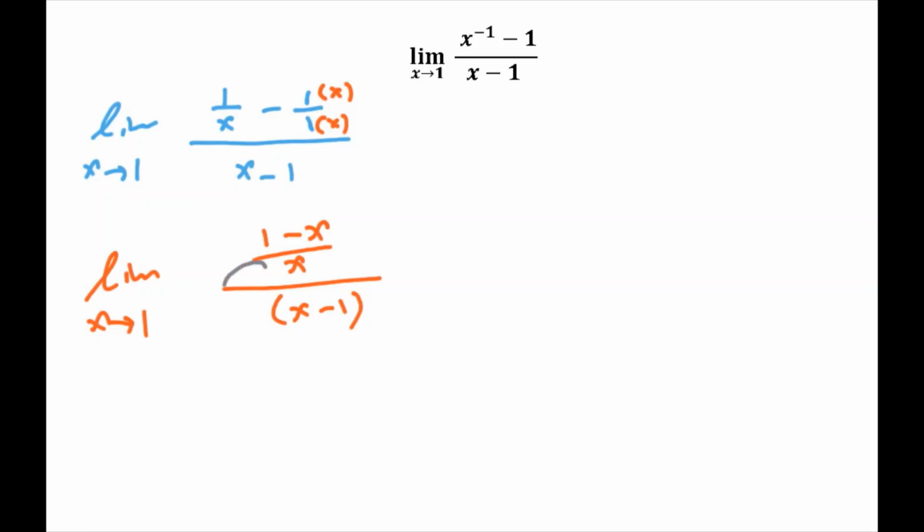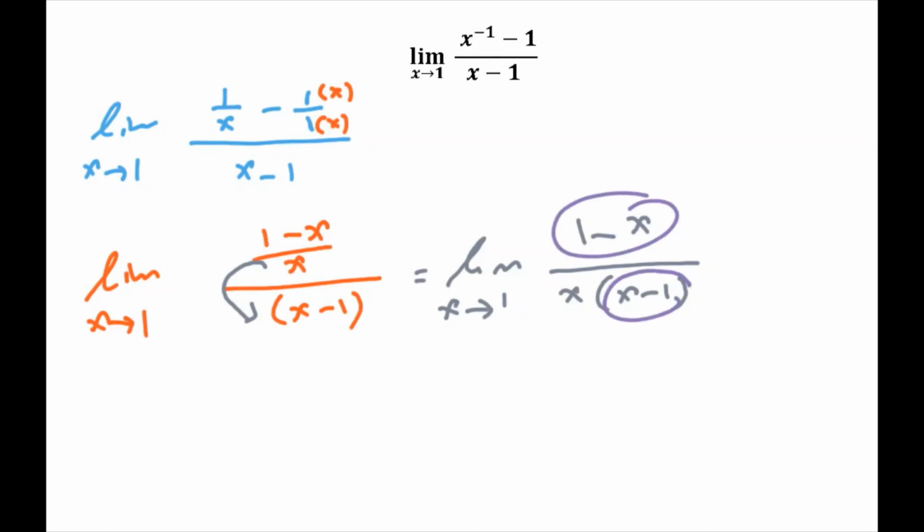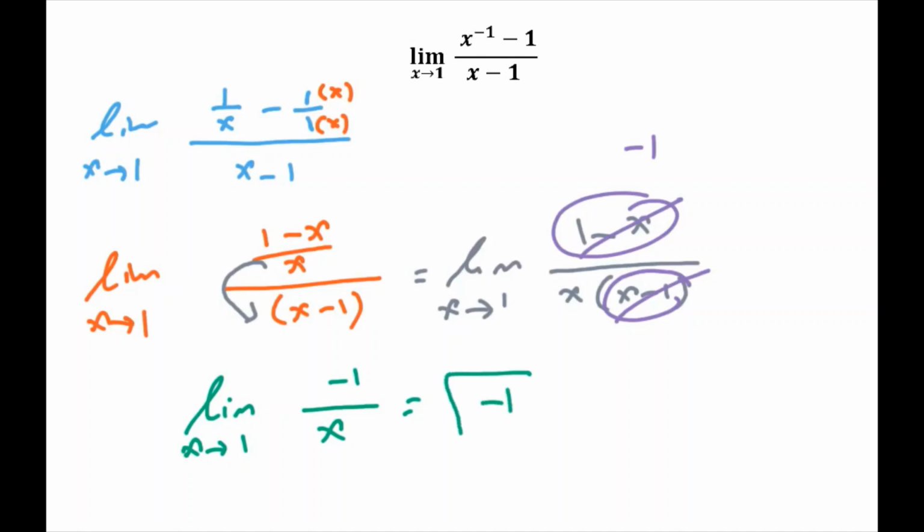I can move this x down. So if you notice, these two are almost the same. The difference is the sign. So these two will cross out, but the answer is negative 1, not 1. Because x divided by negative x is negative 1. So it will be limit x approaches 1, negative 1 over x, which is equal to negative 1 over 1, that's negative 1.